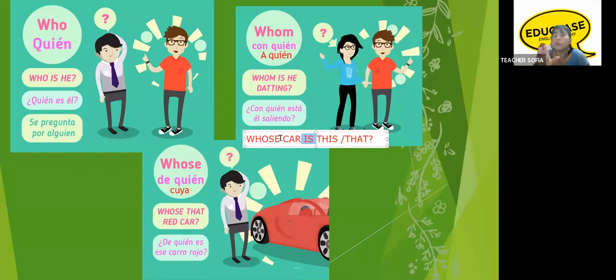Because if we think in Spanish and we try to make a translation, we're going to get confused. I mean, because it makes no sense, right? ¿De quién carro es este? So that's why we don't have to think in Spanish. We have to think in English. And the way to think in English is the order: the WH word, the object, and the verb at the end.